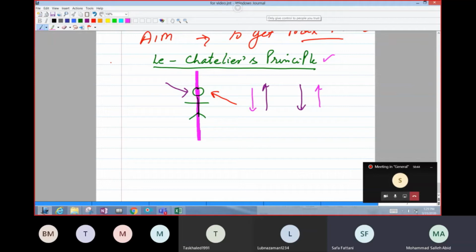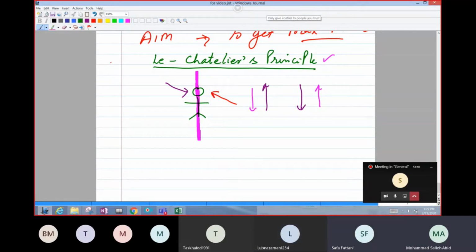Let us say, for example, if you increase the temperature, what will the reaction do? The reaction will try to decrease it. If you decrease the pressure, what will the reaction do? It will try to increase it. If you increase the concentration, what will the reaction do? It will try to decrease it. Yes. So it is trying to do the opposite. Clear? Okay. That is the main concept of Le Chatelier.